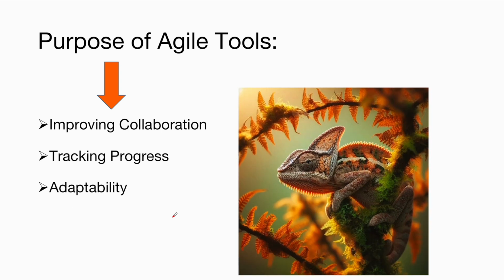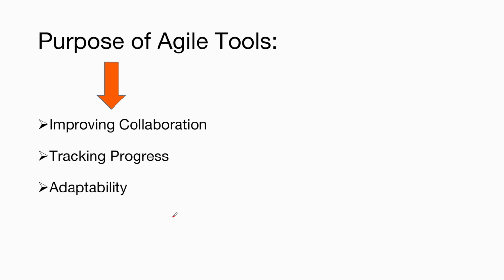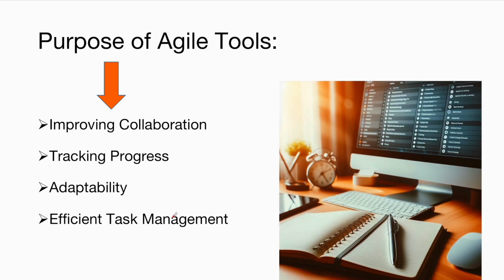Agile tools allow teams to adjust their plans and priorities quickly as new challenges or requirements arise. Another purpose is efficient task management. Tasks can be clearly organized and prioritized, helping the team to stay focused on what is most important.